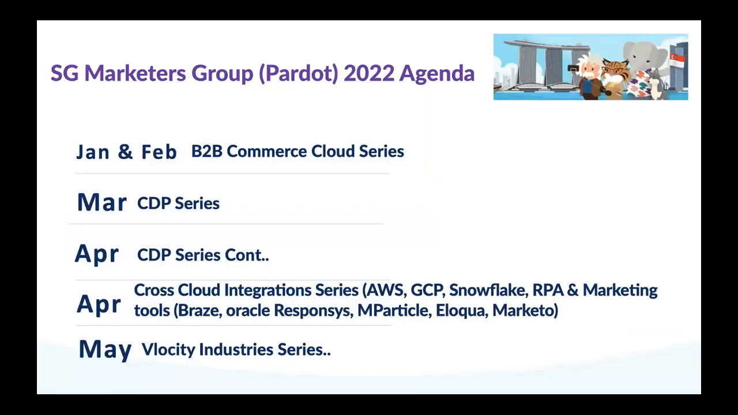We are almost done with the B2B Commerce Cloud series. Just two more topics are left. After that, from March onwards, we're going to start the CDP series for the next 2 months. After that, we would like to start the cross cloud integration series with Amazon Web Services, Google Cloud, Snowflake, robotic process automation, marketing tools, and integrations with Salesforce Marketing Cloud. And in the last, we're going to cover the Velocity Industry series as well, with energy and utilities cloud. We're going to talk about the basics of Velocity development, consulting and all the experiences. We're going to bring some good audiences and some good presenters as well. So keep following our group and you will get some good insights as we go forward.